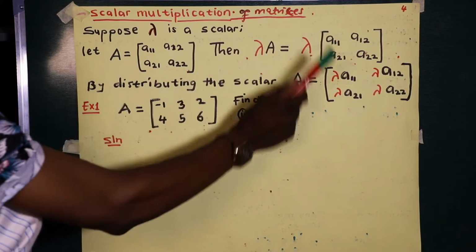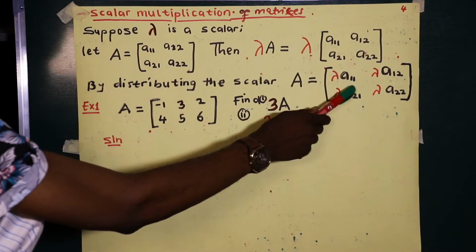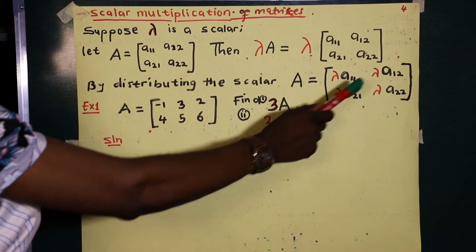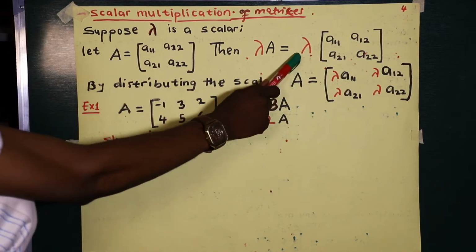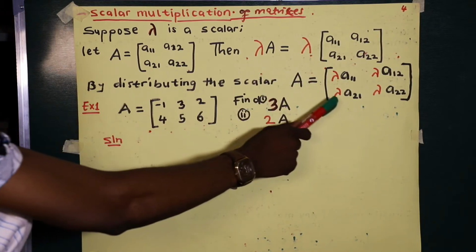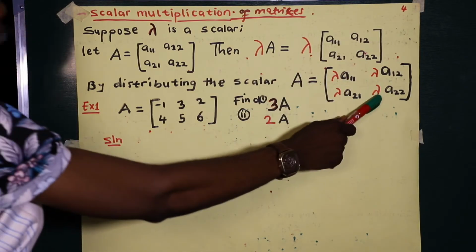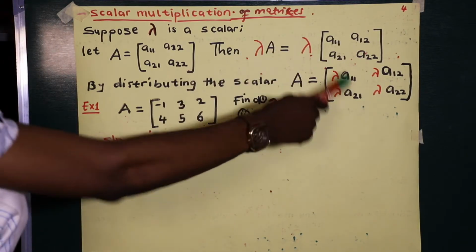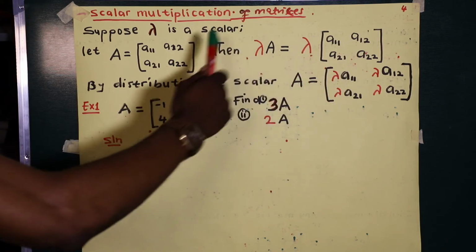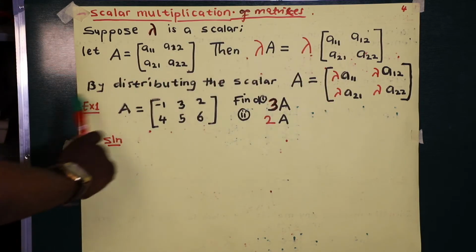Lambda times A11, lambda A11. Lambda times A12, lambda A12. Lambda times A21, lambda A21. Lambda times A22, lambda A22. So this is how we distribute scalar multiplication of a matrix.